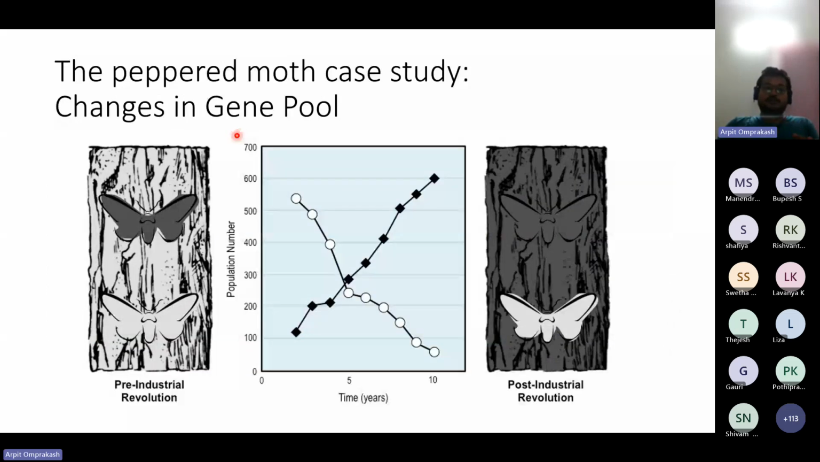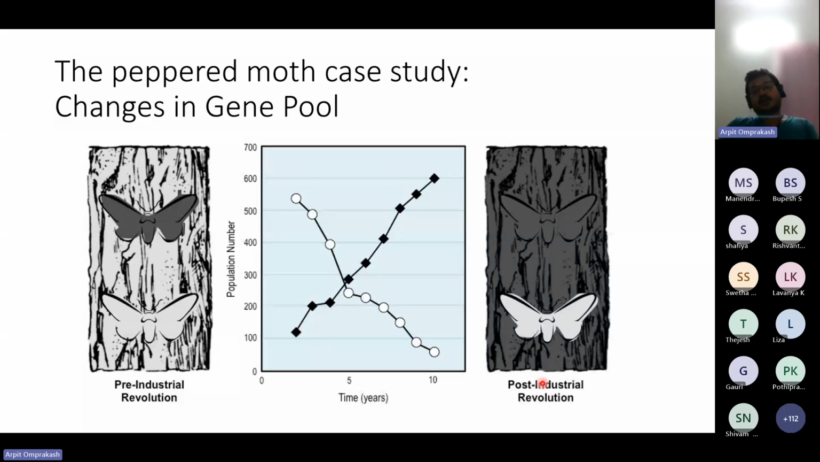Now, the last point we had was changes in gene pool. So basically, as I was telling you, pre-industrial evolution, the bark was white and it was difficult to spot the white morph, but it was very easy to spot the black morph. So the number of white moths was quite high. The number of white individuals in the population was quite high, whereas the number of black or dark individuals in the population was quite low.